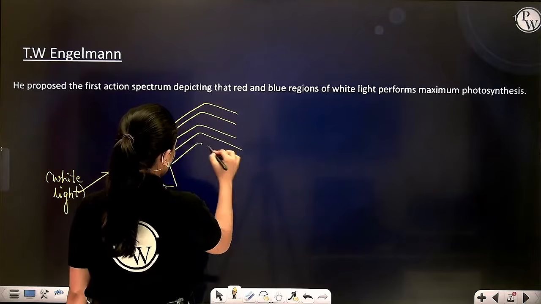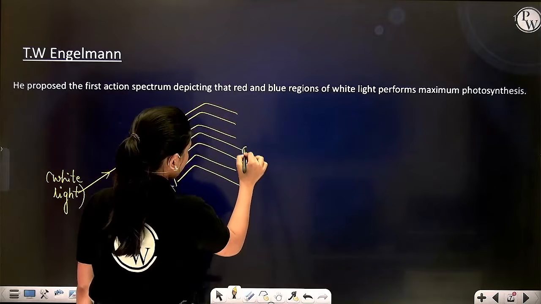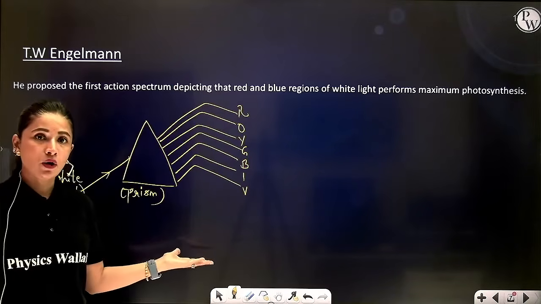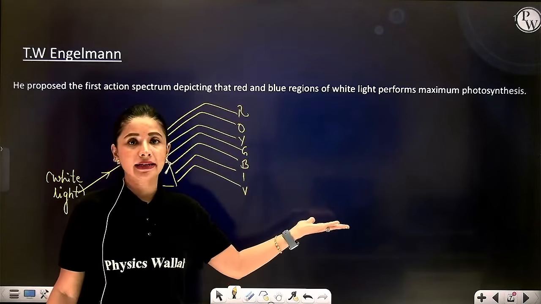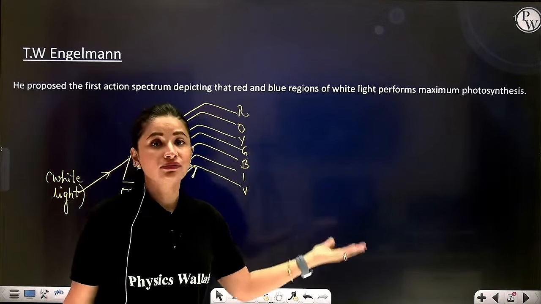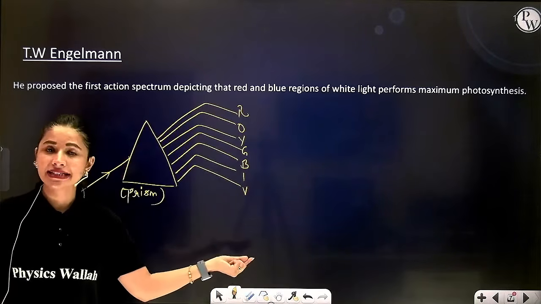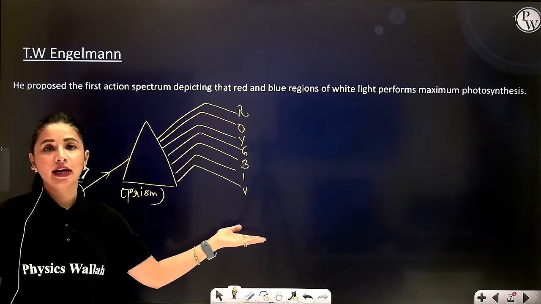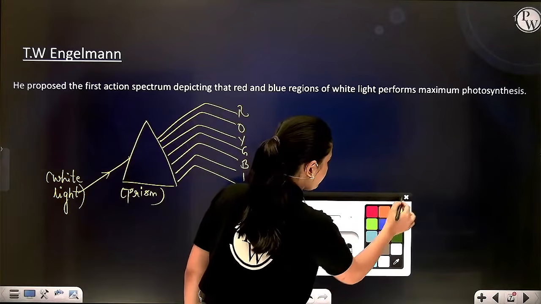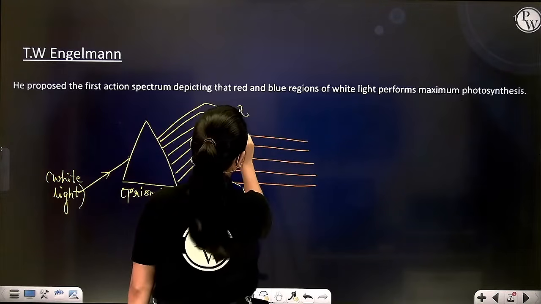So these are the 7 components of the white light. Now through each component of white light, T.W. Engelmann tried to grow a green algae. Why green algae? Because green algae is going to perform photosynthesis by utilizing the light which you provide, along with other essential requirements. So in front of each and every component of light, Engelmann grew a green algae.